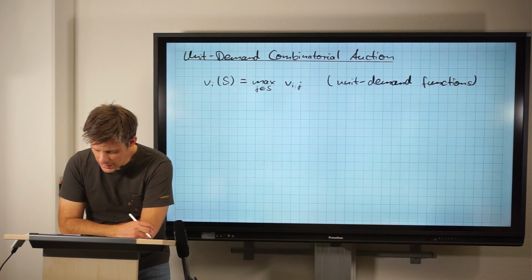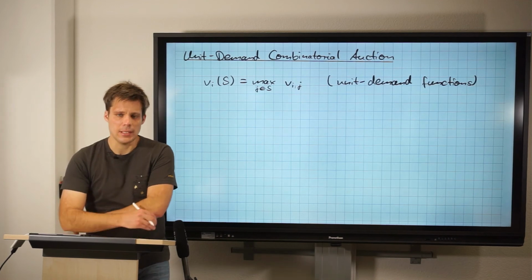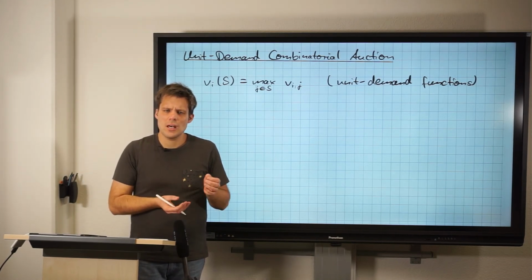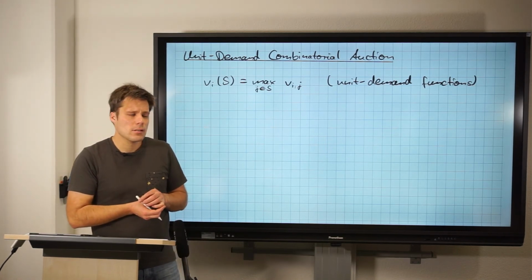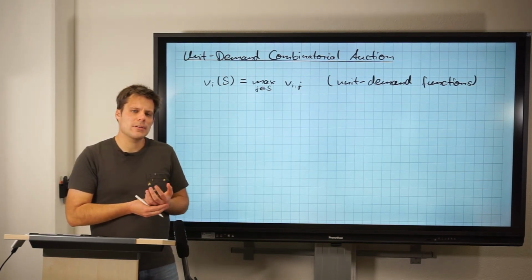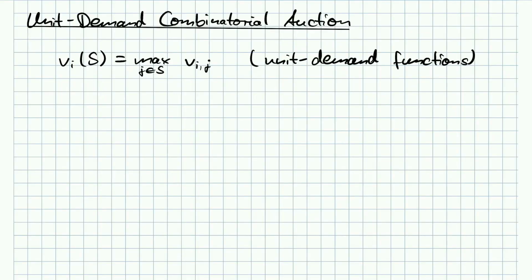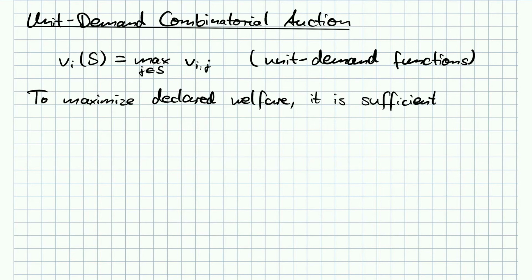How would I now maximize my declared welfare? This is more complicated than before, because I would now have to find an allocation of the items such that everybody gets something, so that the sum of the values will be maximized. How do I do this here? Well, here, to maximize declared welfare, it is okay to give each bidder at most one item. Because the second item will not count anything.